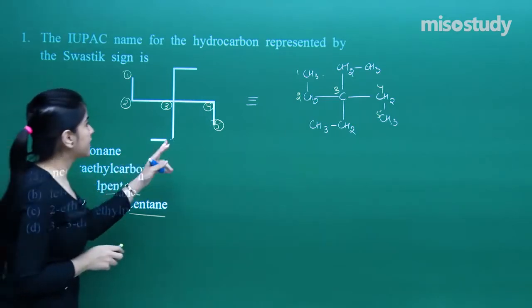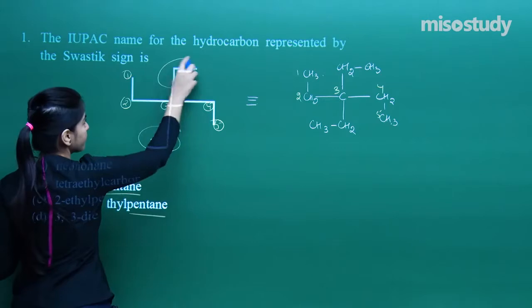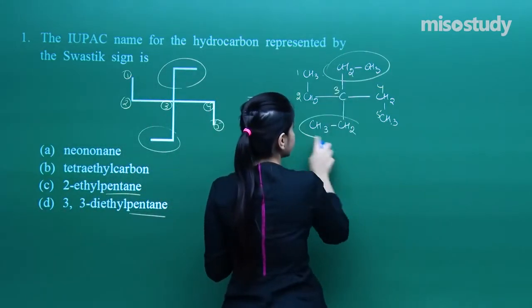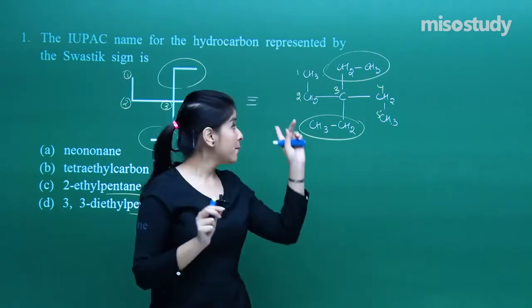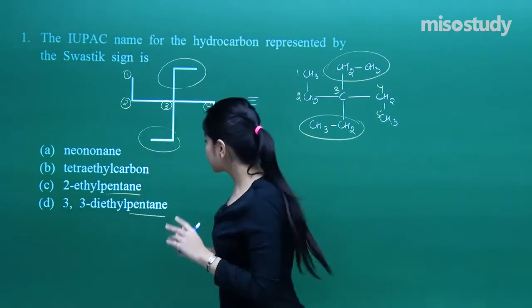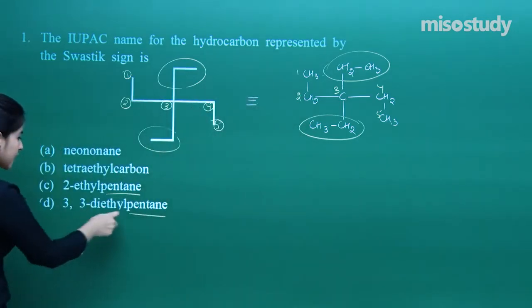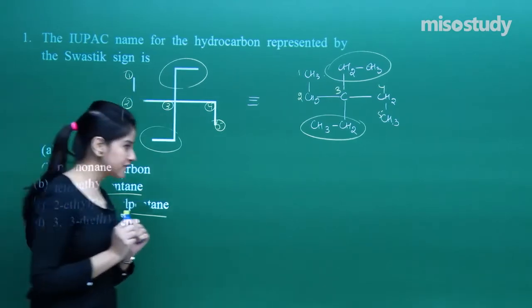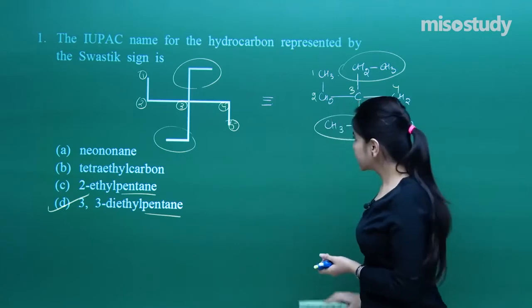Now again what I need to see is that on the third carbon I have got 2 methyls. On the third carbon I have got 2 methyls. That means I have got the answer: 3,3-dimethyl pentane is the answer for this question. So simple, so easy. I hope everybody has got the answer right. So now let's move on to the next question.